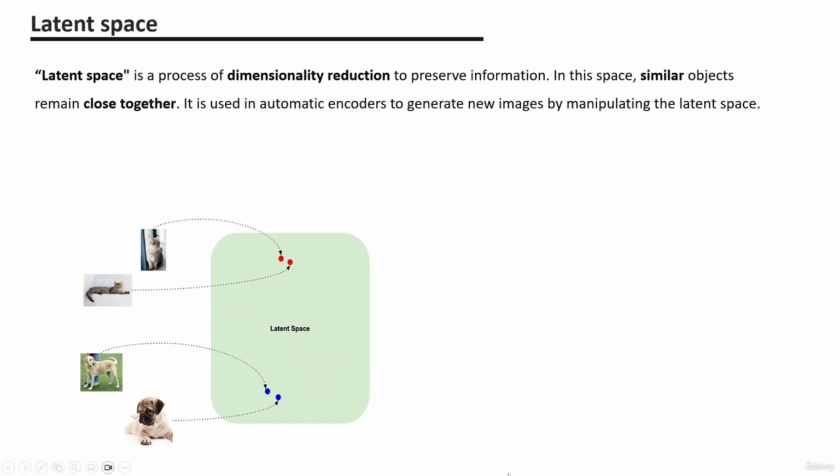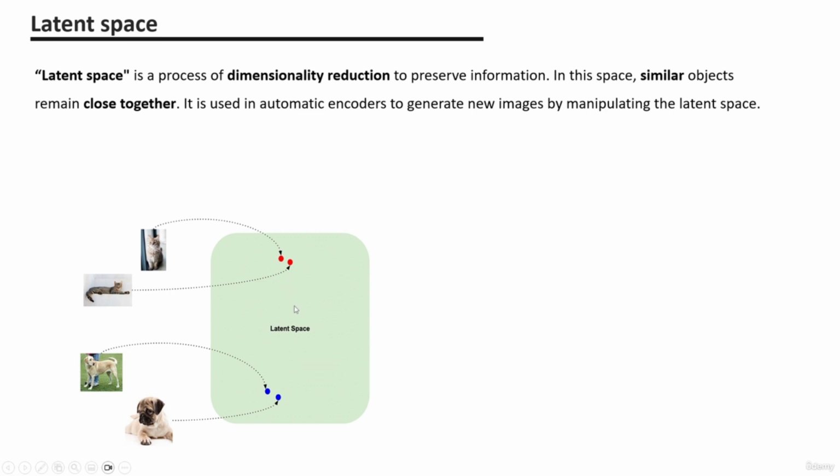Now, let's explain this concept of latent space in VAEs better. The term latent is derived from the Latin word for to lie hidden. It refers to the process of simple dimensionality reduction while preserving the maximum information. We will use another example of dogs and cats to understand it better.